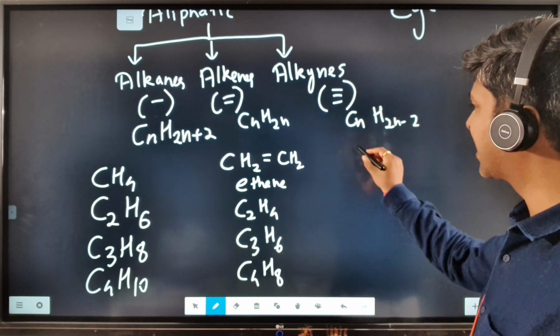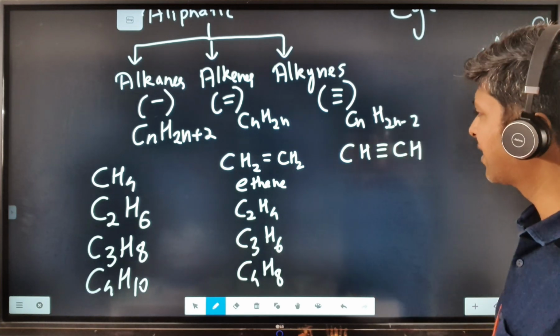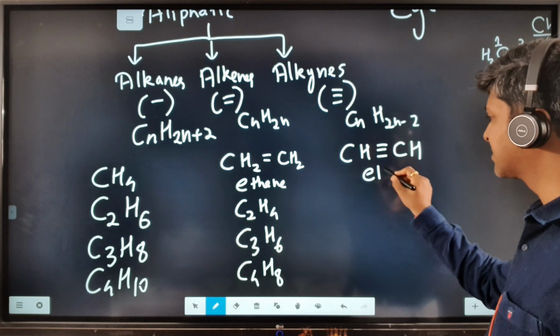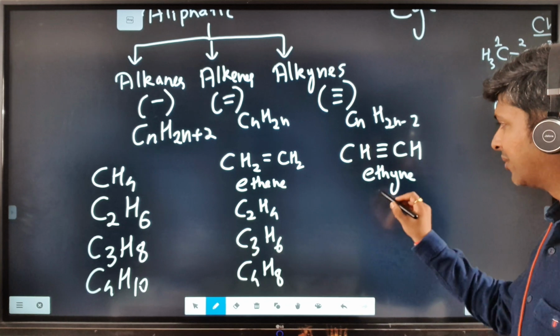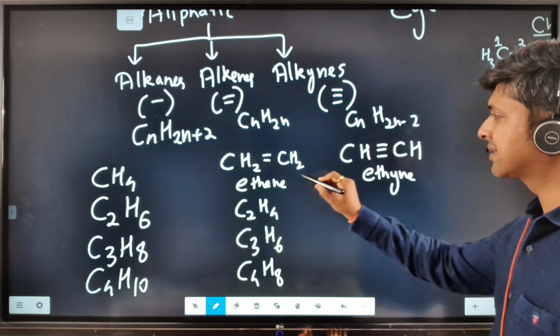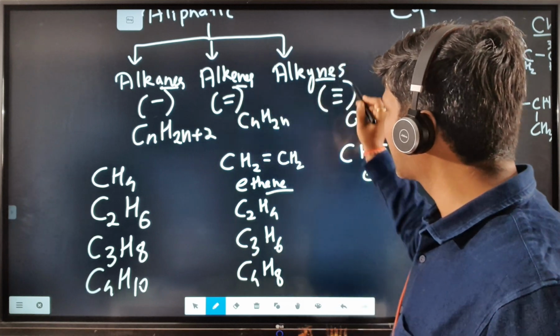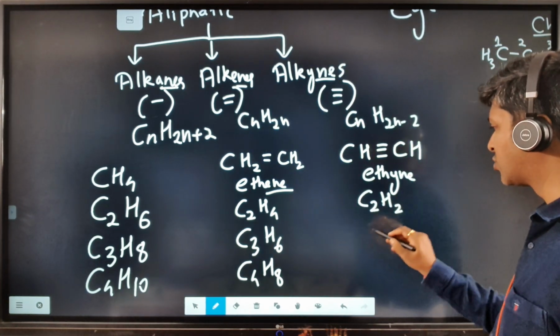Then for alkynes also we require a minimum of 2 carbons. That is ethyne. Ethyne is the smallest alkyne, also known as acetylene, its common name. Yne is the suffix here, ene is the suffix here, and ane is the suffix here. Ane, ene, and yne are the suffixes. The molecular formula for ethyne is C2H2.